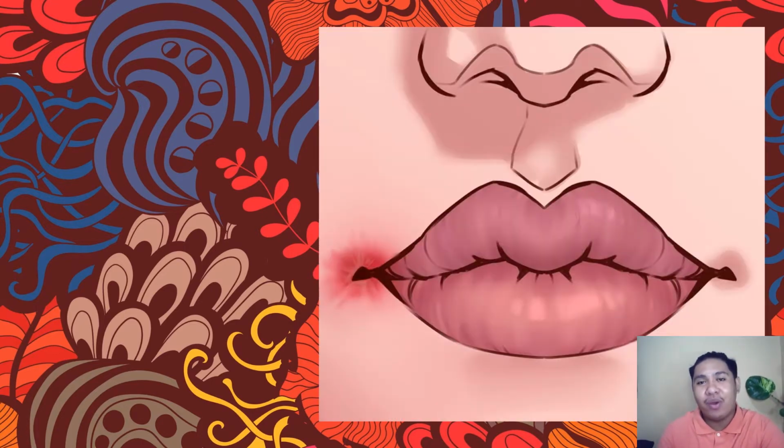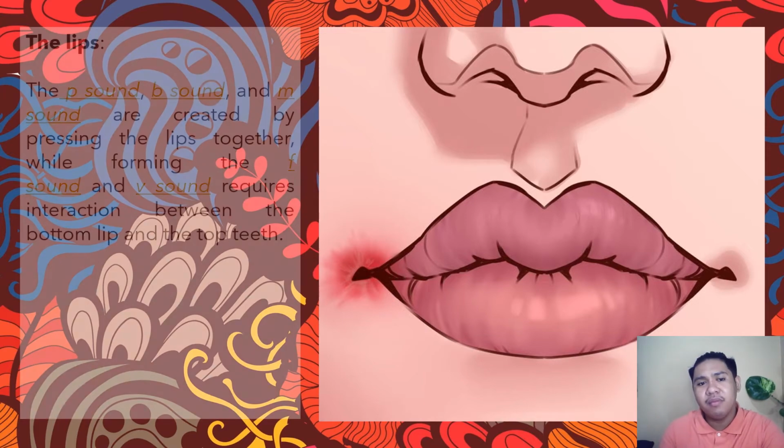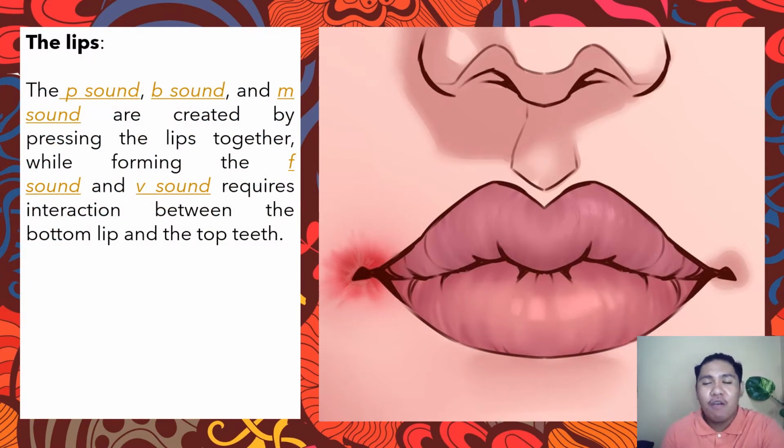Now, let us go to the different parts of the vocal tract and see how they are used to produce sound. So basically, consonant sounds are generally easier to feel than vowel sounds because they are created with a more constricted vocal tract. So first in line, we have our lips. The lips form the P sound, B sound, and M sound. They are created by pressing the lips together.